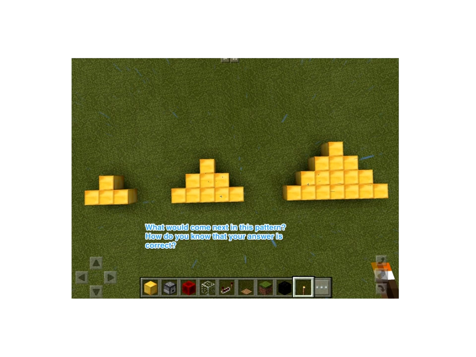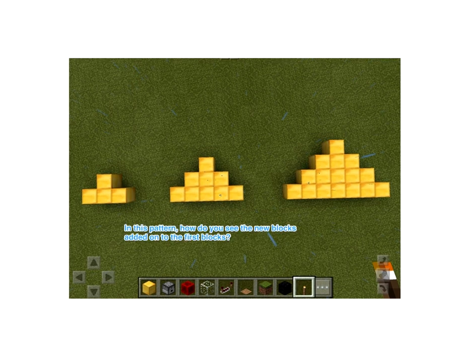One of the powerful things with Minecraft is the very fact that it's very quick and easy to rearrange the blocks. In this pattern, sometimes we have to think about how we see the new blocks added on. And some people see them coming in above the first blocks like this. It is so cool to see how they see the pattern coming. Some people see it building outwards. Some people see it building underneath each time, under the original.